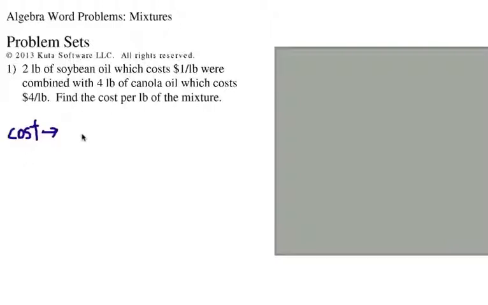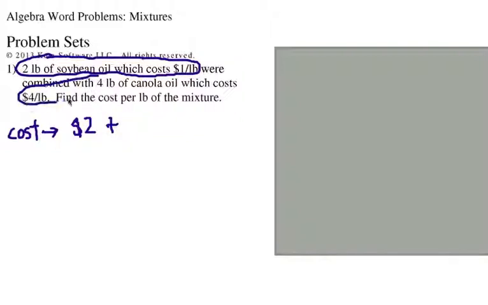Let's first look at the cost. We have soybean oil, and it's 2 pounds at $1 per pound. So obviously that's going to cost us $2. Now we're going to add that to 4 pounds of canola oil at $4 per pound. Well, that's got to be $16, right? So it's going to be a total of $18. Pretty good so far. Now let's go over the amount.